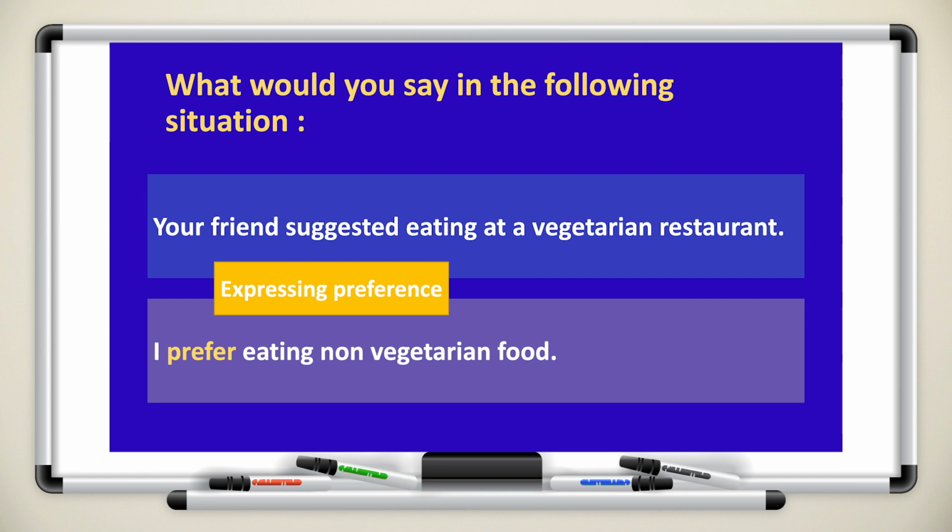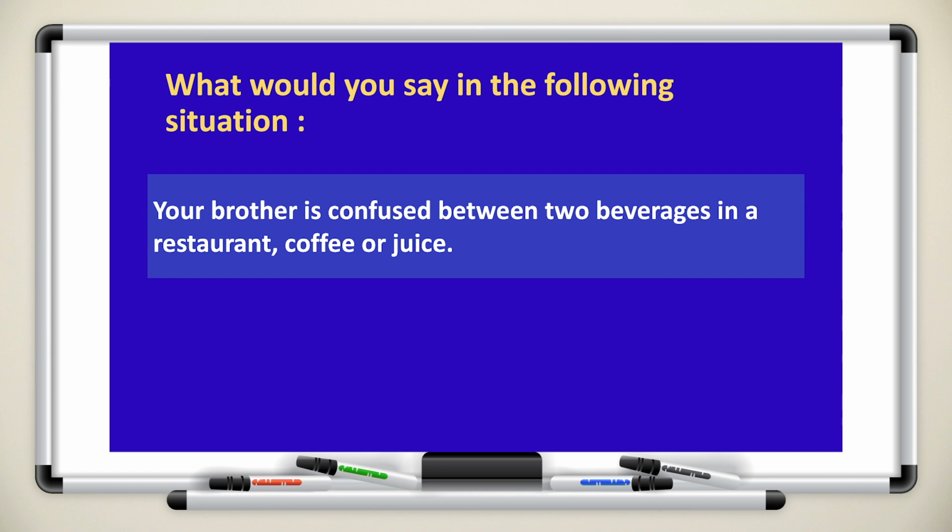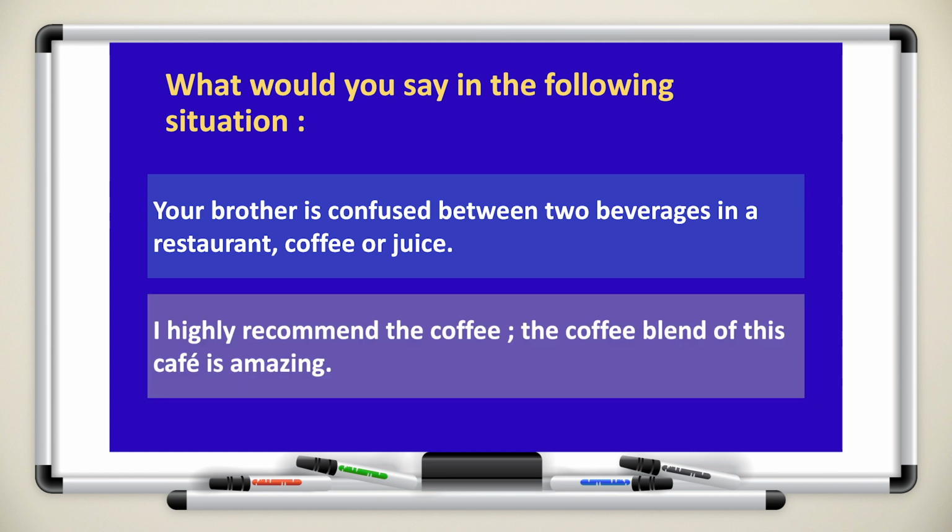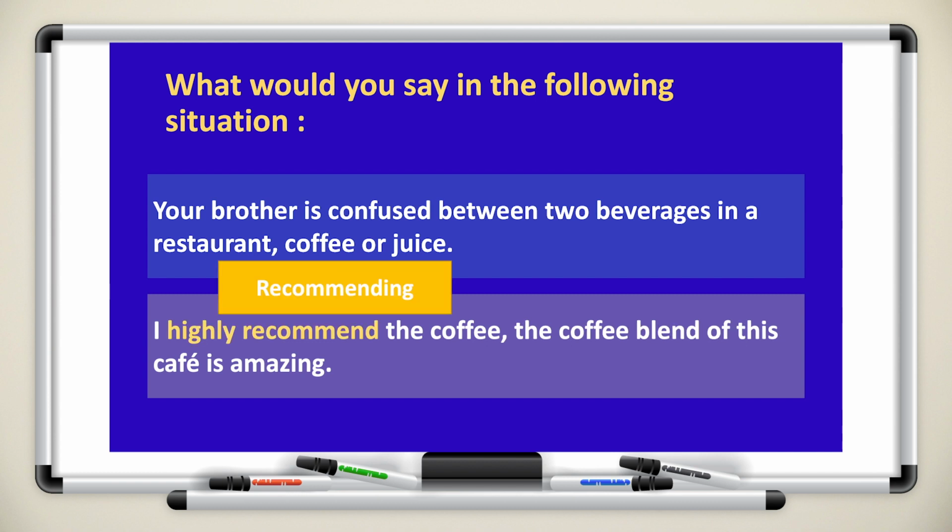Here you're expressing preference. Or your brother is confused between two beverages in a restaurant, coffee or juice. What would you say? I highly recommend the coffee. The coffee blend of this cafe is amazing. So here you're basically recommending. Usually in language functions, you will recommend, prefer, or show, or suggest, or advise. So you will say what you would say in that situation.